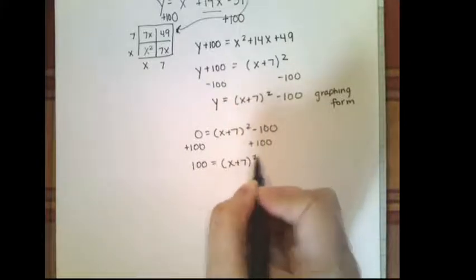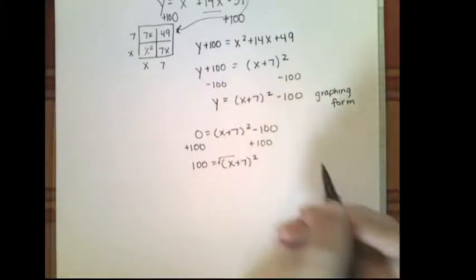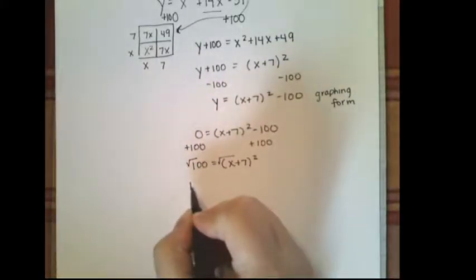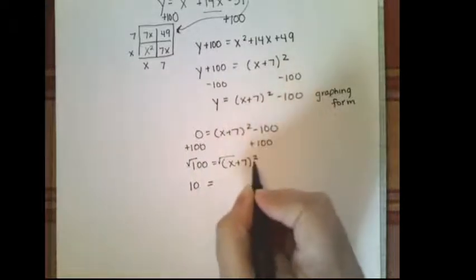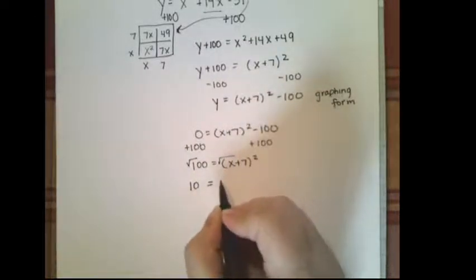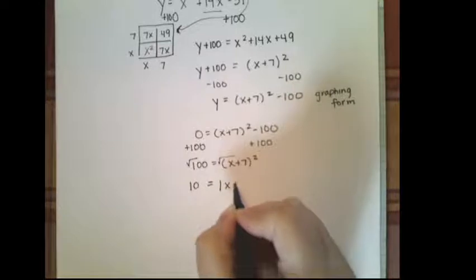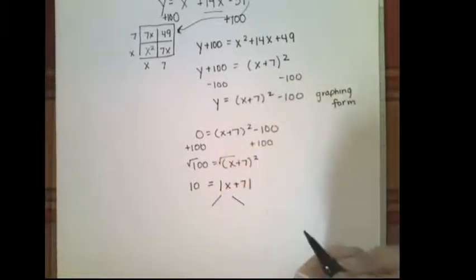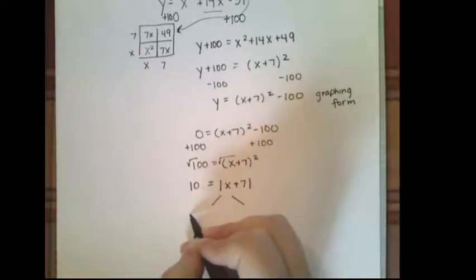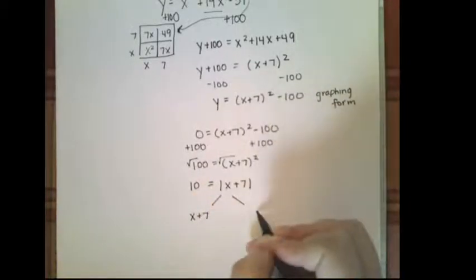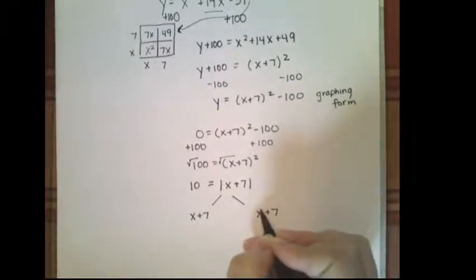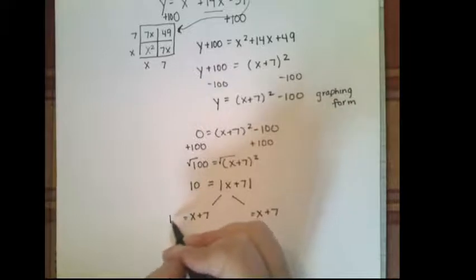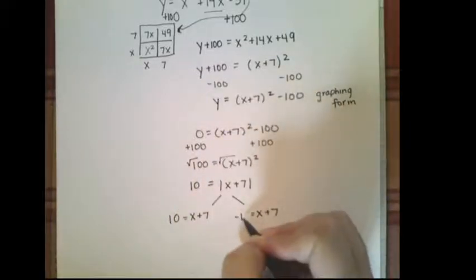Now we need to get rid of that squared by taking the square root of both sides. Square root of 100 is 10. And remember that squared term, the parentheses turn into absolute value. And absolute value has our two different answers. So we have x plus 7 twice. The inside doesn't change. It is what it's equal to. This outside number, we need a positive 10 and a negative 10.